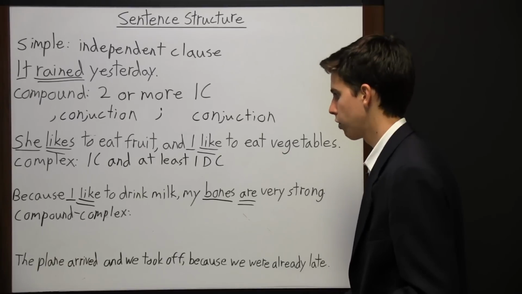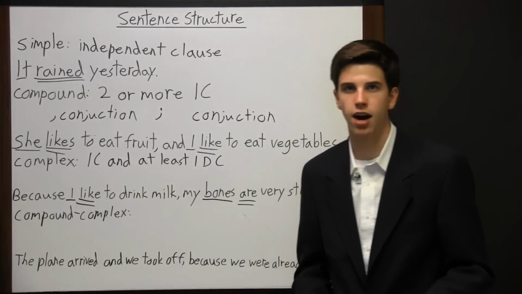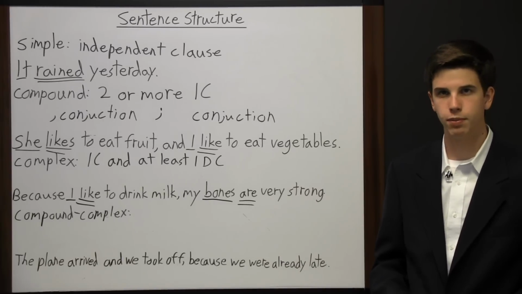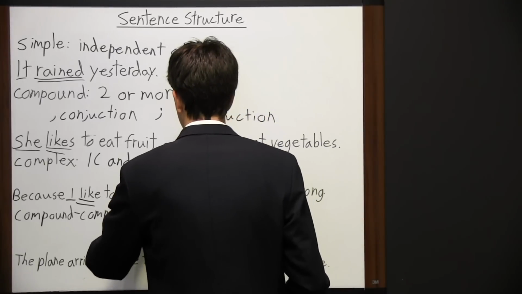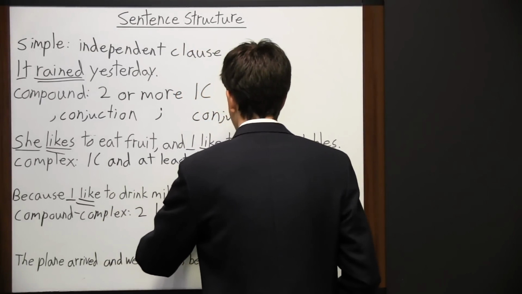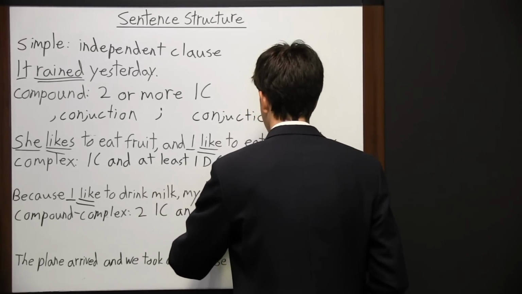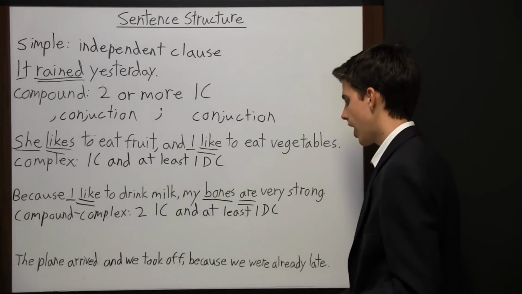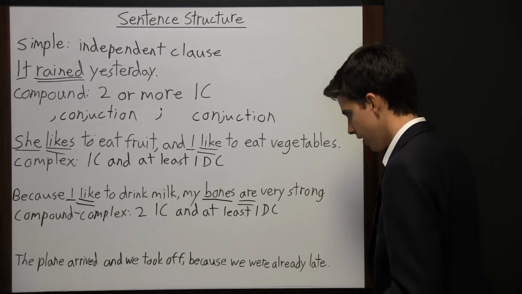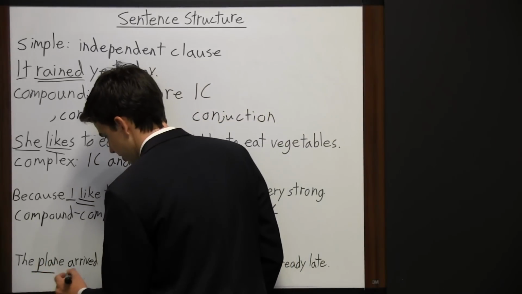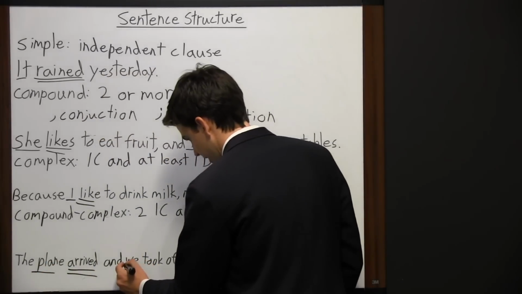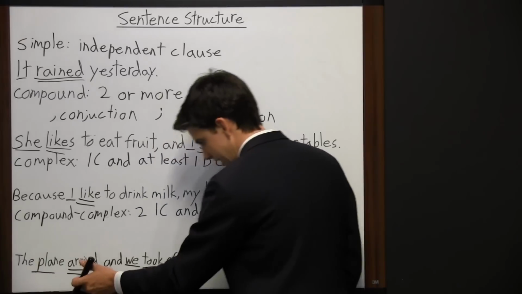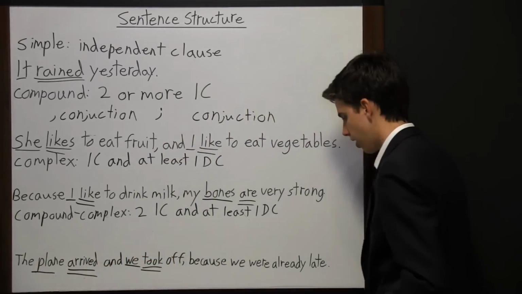Now, finally, we get to the fourth sentence structure, which is a compound complex sentence, which is two or more independent clauses plus one or more dependent clauses. So we have two independent clauses and at least one dependent clause. And so an example of that is the plane arrived and we took off because we were already late. So right here we have plane as the subject and arrived as the verb. And then here we have we as the subject and took as the verb. So this is an independent clause right here because it can stand alone, and this is an independent clause.